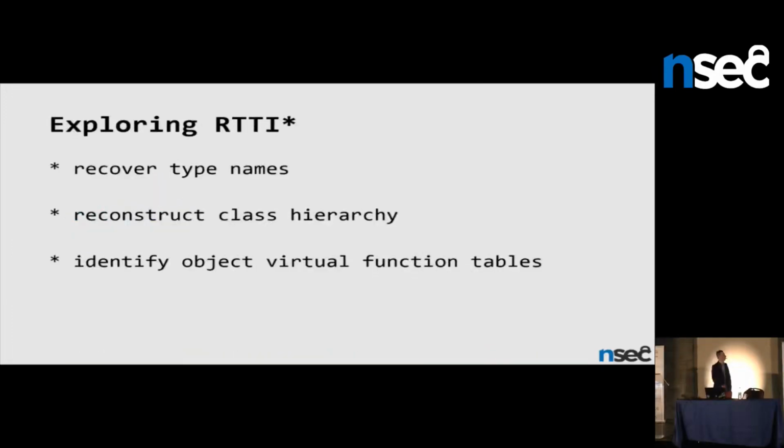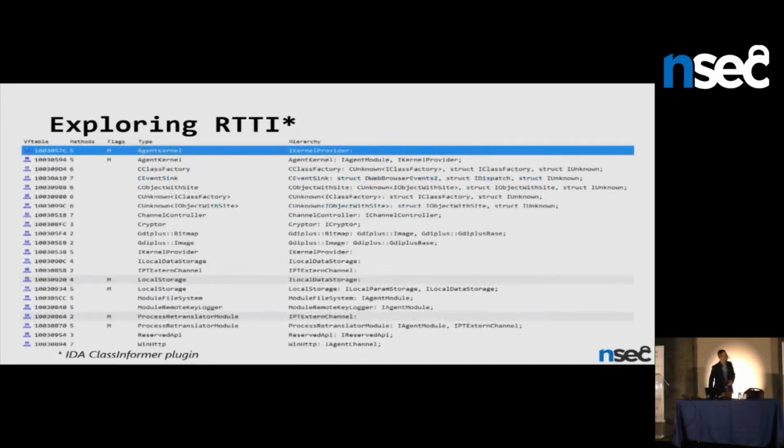Thanks to RTTI, because the samples we analyzed contained RTTI information, this allows us to recover type names, reconstruct class hierarchy, and identify object virtual function tables. Here is a screenshot from the plugin Class Informer, which automatically goes through the binary and extracts all the RTTI information. We can see, for instance, that the agent kernel implements two interfaces, IAgentModule and IKernelProvider. So this information is very useful for reversers.